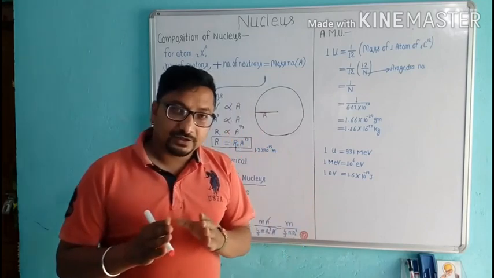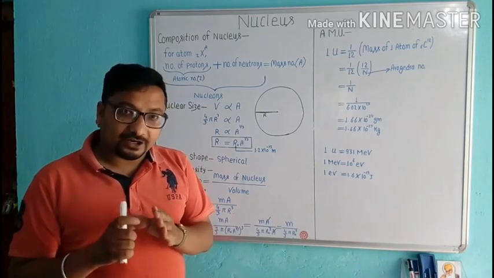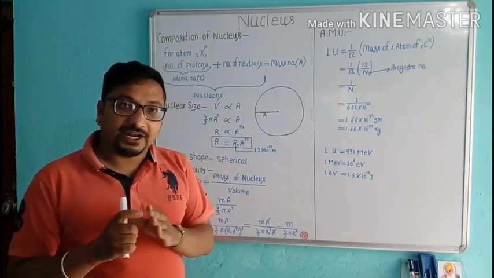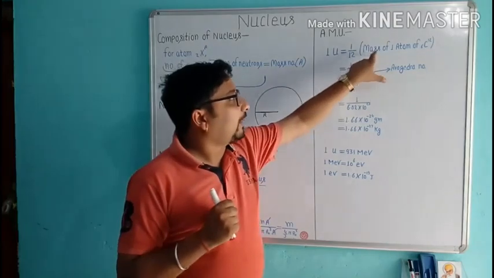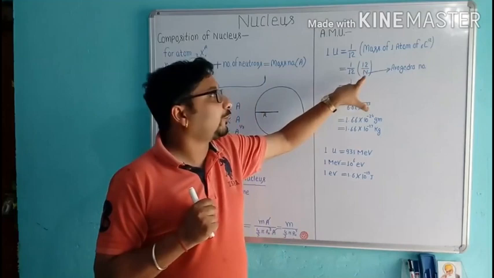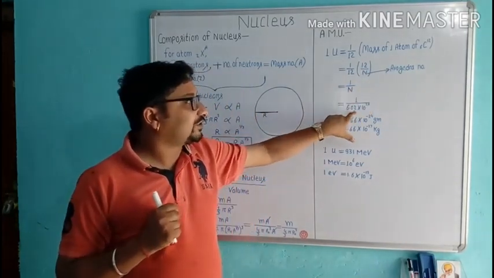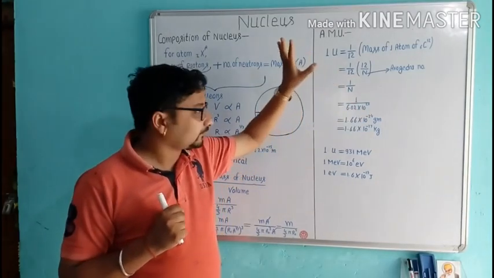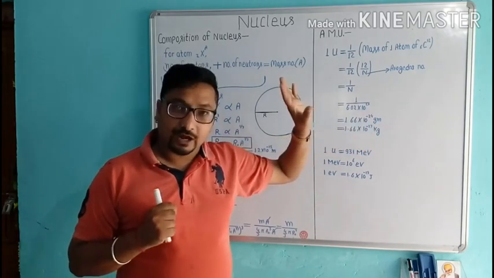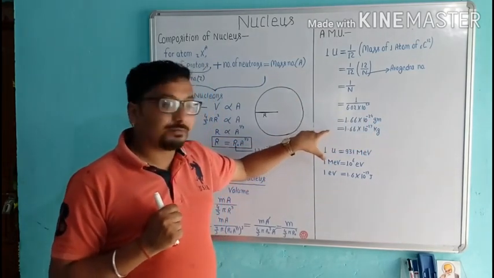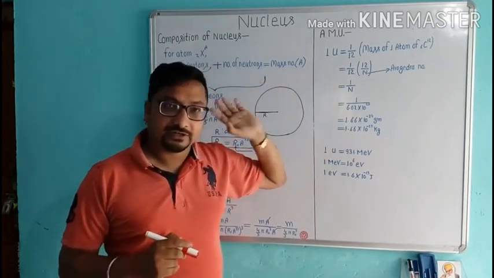Since 6.02 into 10 to the power 23 atoms of carbon 12 have a weight of 12 gram, the mass of one atom of carbon 12 will be 12 upon N, where N is the Avogadro number, means 6.02 into 10 to the power 23. Now by solving, we get 1.66 into 10 to the power minus 24 gram, and in kg, one atomic mass unit will be equal to 1.66 into 10 to the power minus 27 kg.